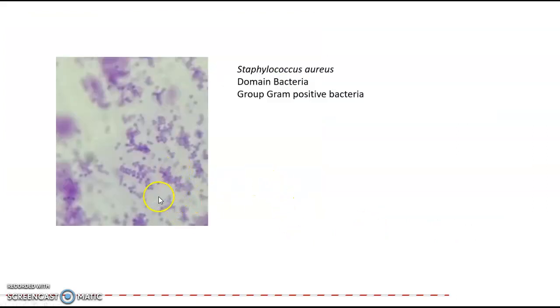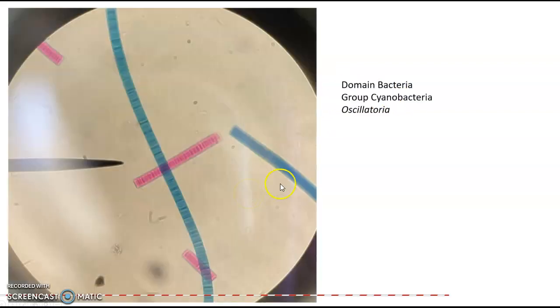And then this one, especially if you look here in this region that I'm pointing at right now, these are coccus-shaped purple bacteria. This is Staphylococcus aureus in the domain bacteria. These are gram-positive because they're purple, and you would also need to know that they are coccus-shaped, which the name tells you. Okay, this is Cyanobacteria.